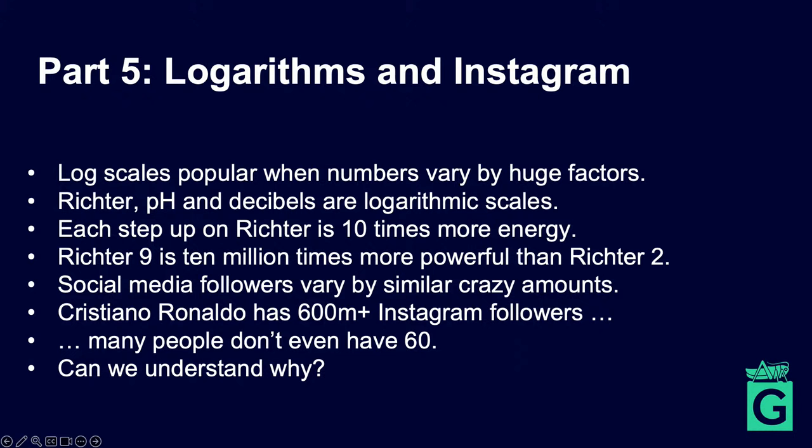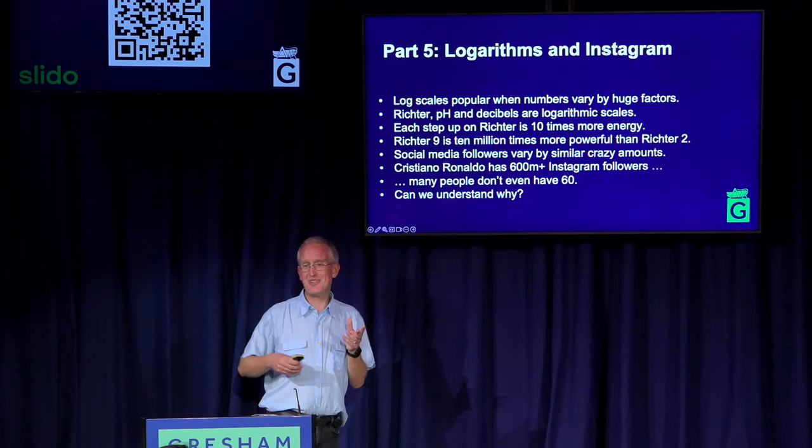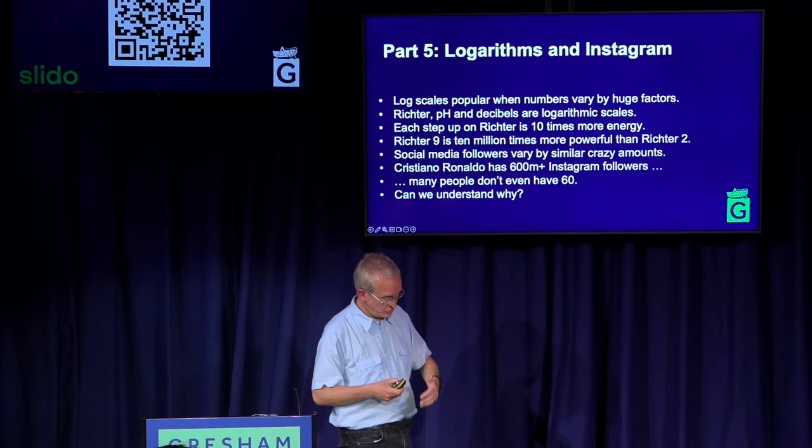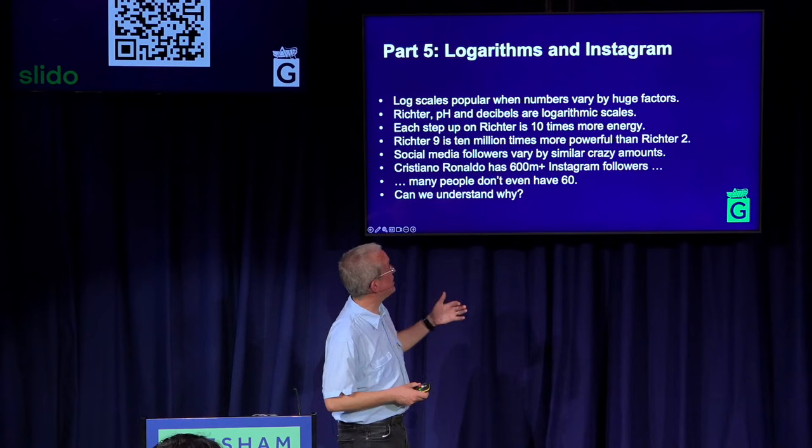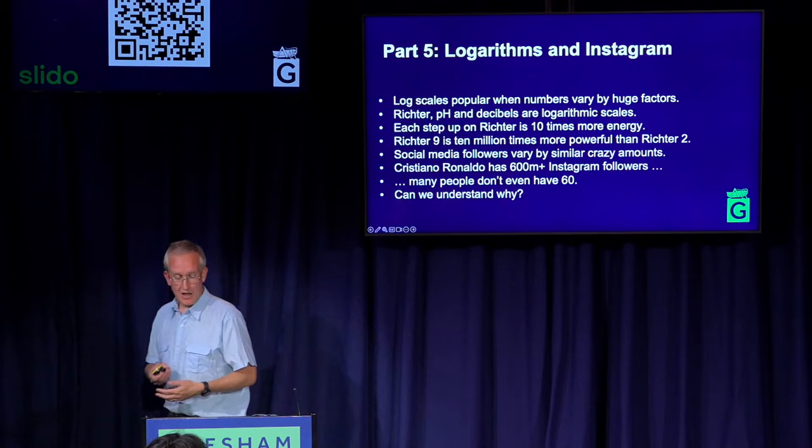So, for example, the Richter scale is set up with logs to base 10. Each step up on the Richter scale represents 10 times more energy in the earthquake. Richter 9 sounds bigger than Richter 2, but it doesn't sound so much bigger. But the point is that going from Richter 2 to Richter 9, you're going up 7 steps, each of which is a factor of 10. So you're going by 10 to the power of 7. A Richter 9 earthquake is 10 million times more powerful than a Richter 2. Okay, so that's why people like the Richter scale. It turns numbers into things that are understandable.